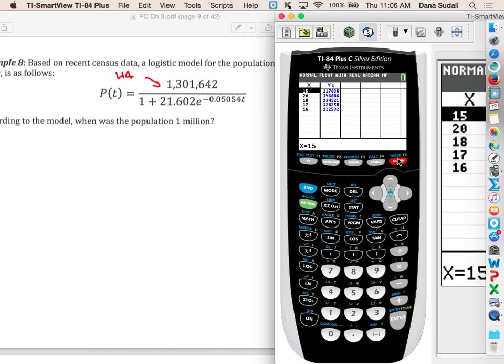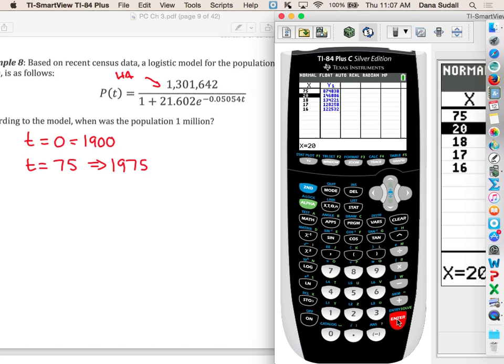And they said for this one, t is the years after 1900. So t equals 0 is my 1900. So if I type in t is, I don't know, 75, that's going to be 1975. So let's try some values there. So 75. Now it's getting me closer to 1 million. I'm up to 874,000. So let's go higher than that.